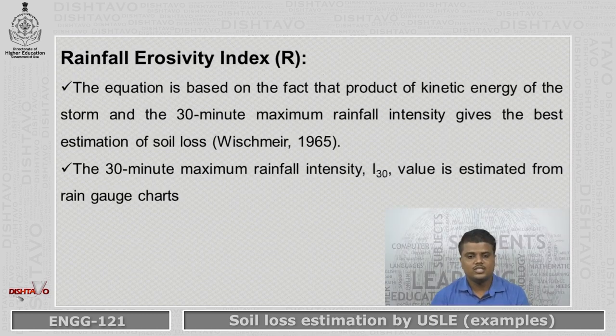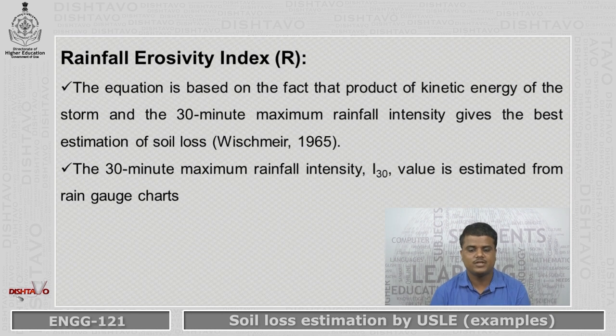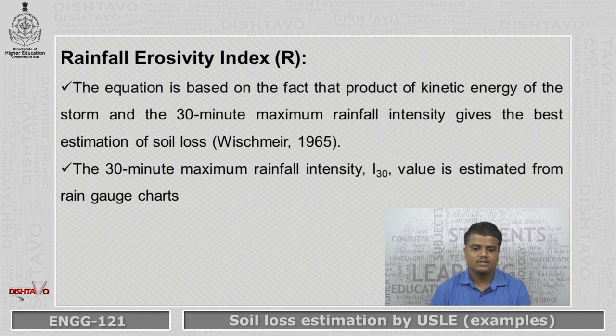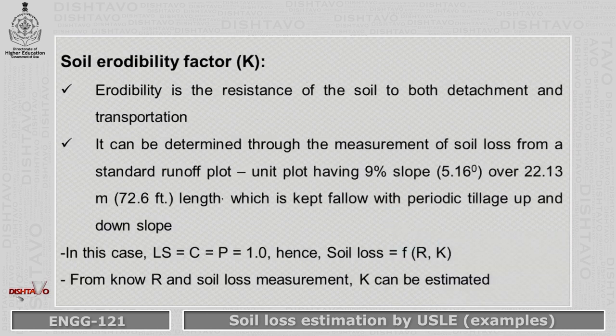The equation is based on the fact that the product of the kinetic energy of the storm and the 30-minute maximum rainfall intensity gives the best estimation of the soil loss, as given by the scientist Wischmeier in 1965. The 30-minute maximum rainfall intensity, that is the I30 value, is estimated from the rain gauge charts.